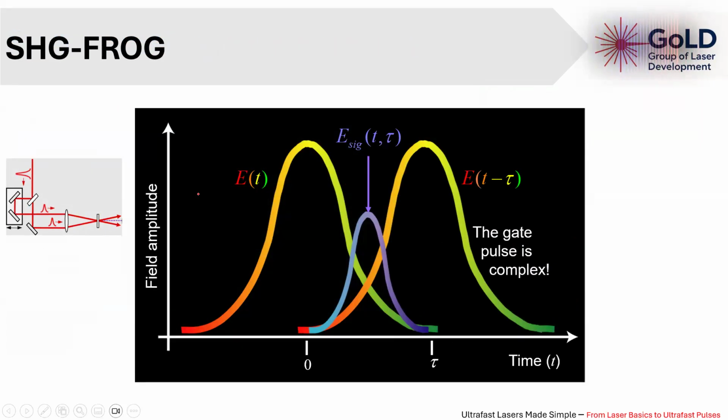This is the same thing which I explained already. When the two electric fields, the delayed electric field and the actual electric field, overlap temporally, then we get the signal. And that signal is similar to the case of FROG or the autocorrelator. The only difference is that in FROG, we detect this signal with the help of a spectrometer, but in the case of the autocorrelator, we detect this signal just with a simple photodiode.